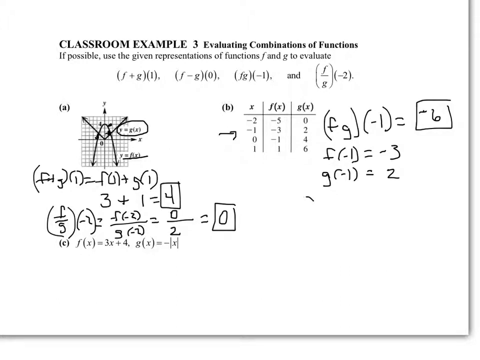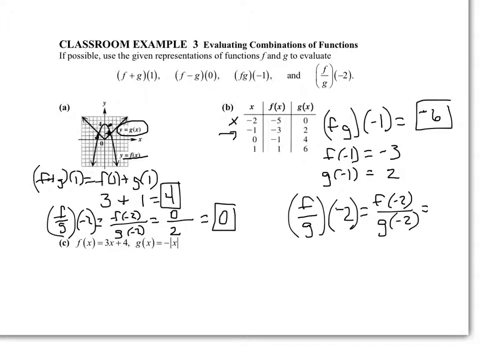And then one last example with these. Let's say we tried to do the f divided by g of negative 2 on this one. So that means I would find my f of negative 2 divided by my g of negative 2. And here's what I will see. If I go to this table, I'm going to be looking at the top row now. And when x is negative 2, the f function has a value of negative 5 for the y, and the g function has a y value of 0.